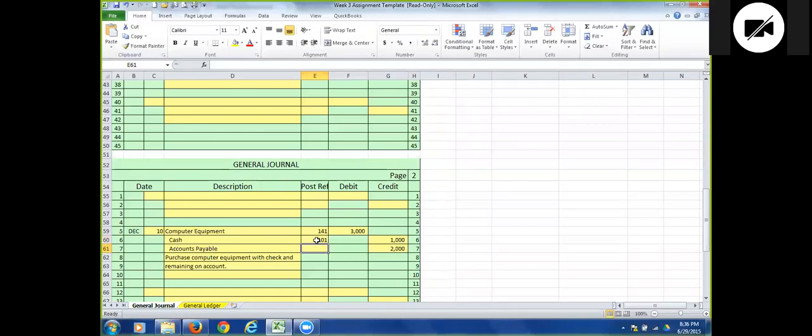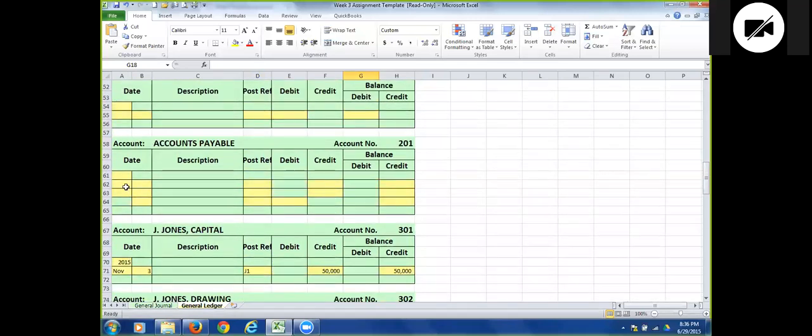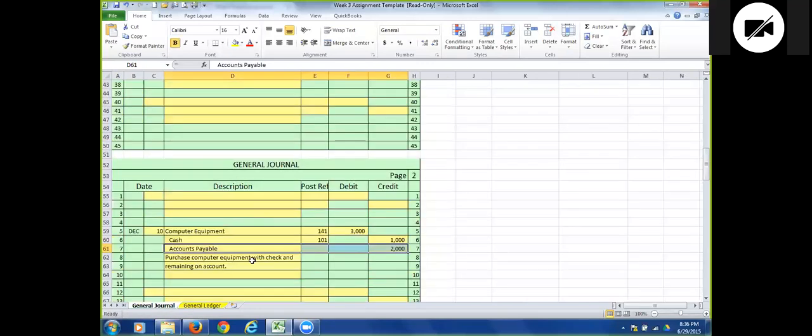And the same with accounts payable. We have to post this one. So it's a $2,000 credit. Let's find accounts payable. December is going to start here. December 10th, J2. It's a $2,000 credit. The balance beforehand was 4,000. So 4,000 credit plus a 2,000 credit equals 6,000 credit. And then the post reference 201.